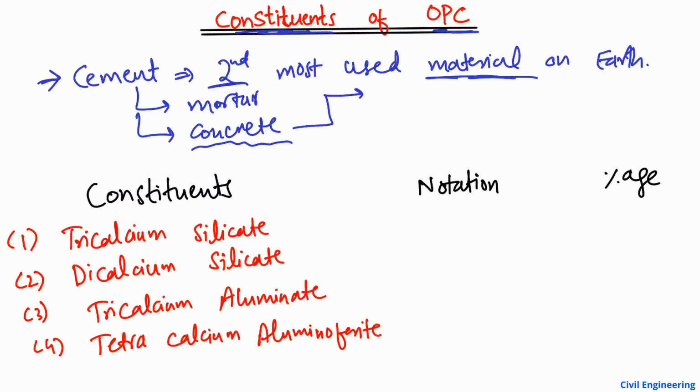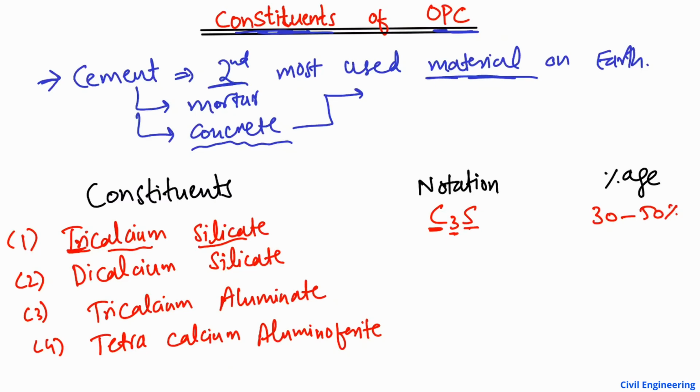So tricalcium silicate is presented by C3S, where C represents the calcium, 3 represents the tri here, and S represents the silicate. So tricalcium silicate, and how much they are present in the cement, they are present in the amount of 30 to 50%.